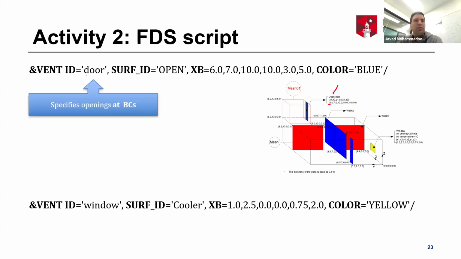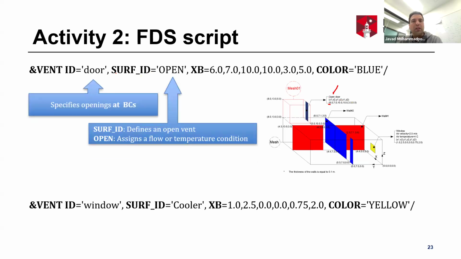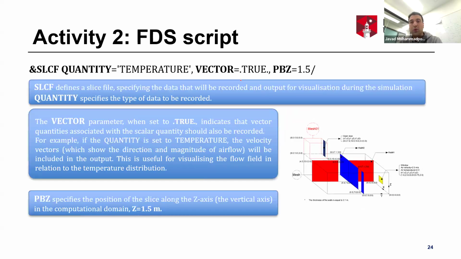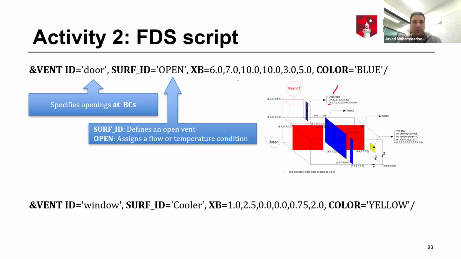So the vent ID is considered as a door. You are familiar with the surface ID. We consider that as open. And you need to define the x. And also, we defined the window, but you need to consider that one as a vent. So what is the surface ID? The surface ID is not a predefined one. We already defined that as a cooler. So we just define that the vent ID is window.